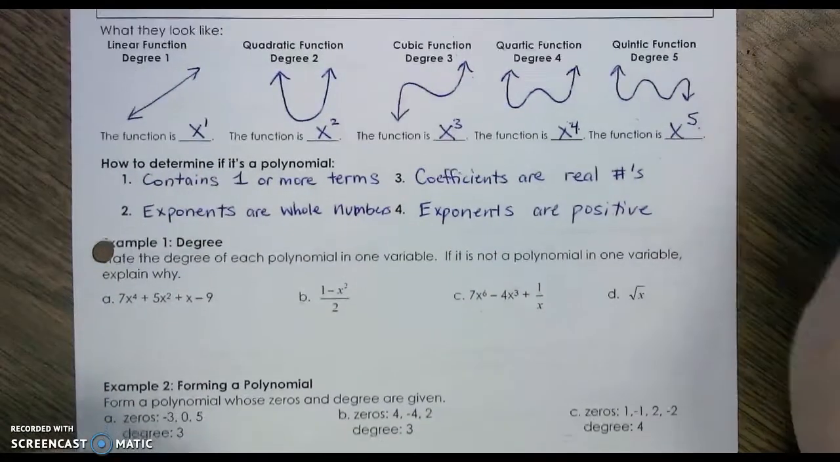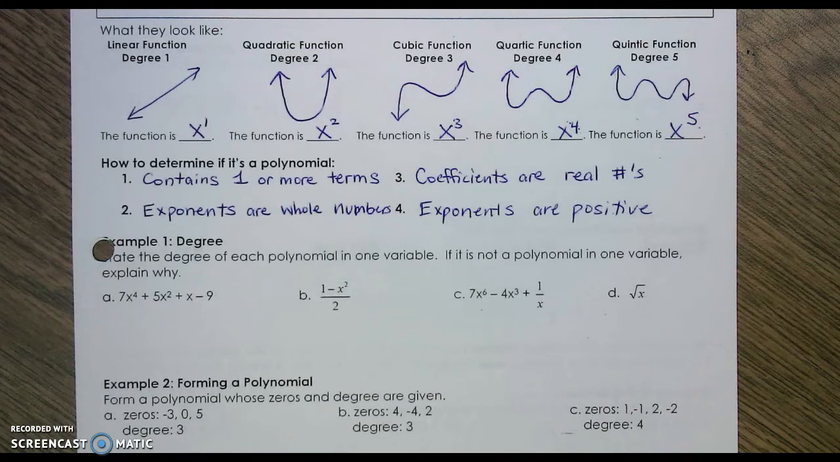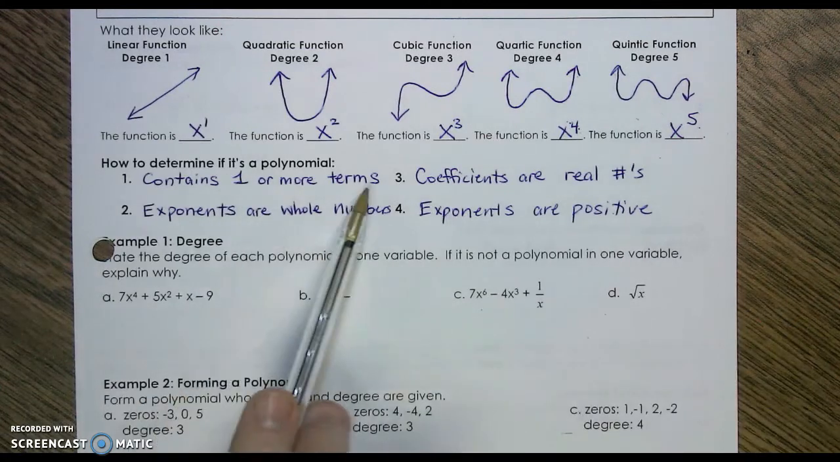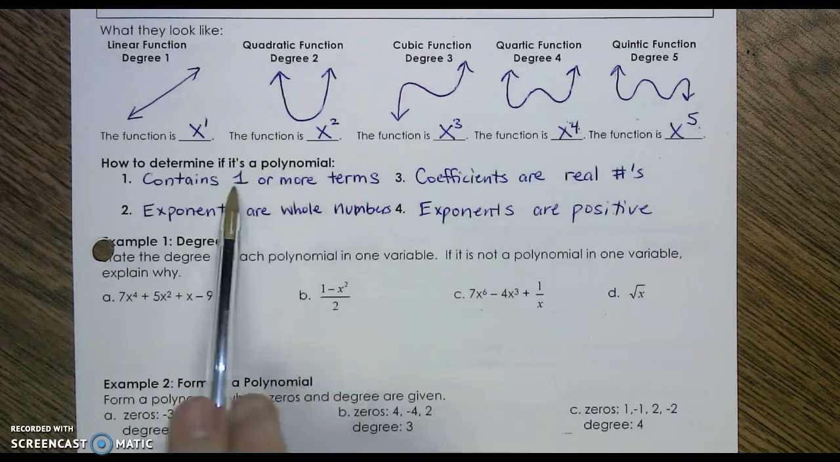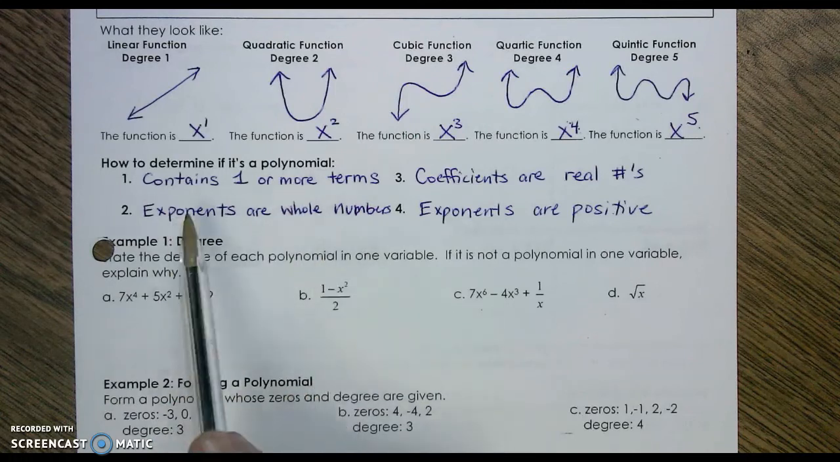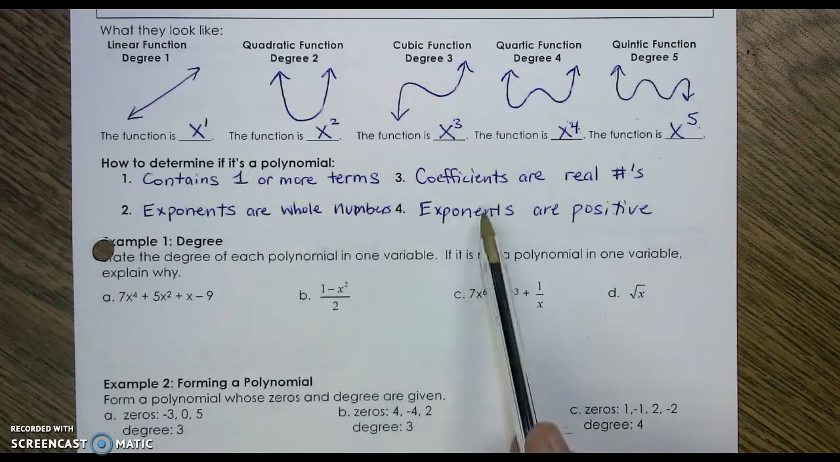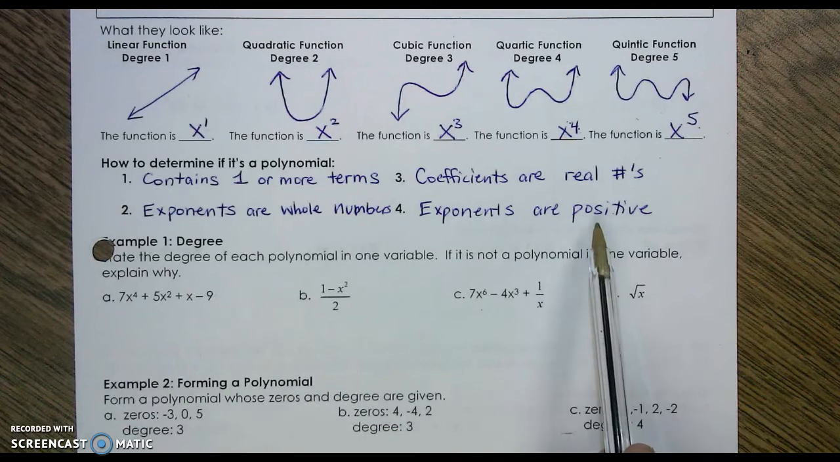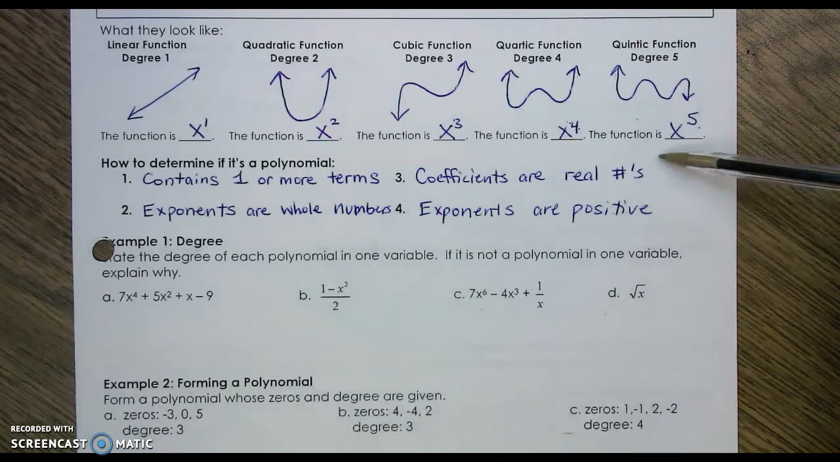How do we look at an equation and decide whether it's a polynomial? Well, it has to contain one or more terms, so it has to have some sort of expression. The exponents have to be whole numbers, and the exponents have to be positive. And everything has to be real. We can't have any imaginary numbers as part of the function. So let's look at the following functions and determine whether they are polynomials.